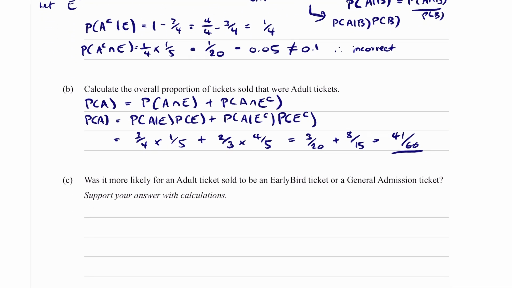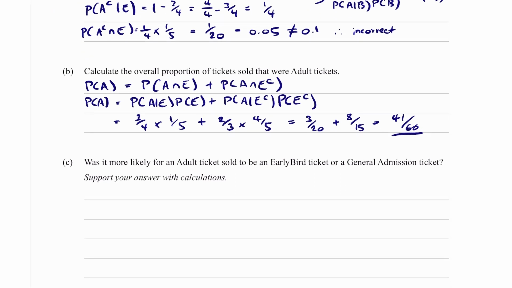Part C, was it more likely for an adult ticket to be sold to an early bird ticket or a general admission ticket? So what do we want to know? We want to know the probability that, given that you're an adult, was it more likely to get an early bird ticket or a general admission ticket? So this is E given A: early bird given that you're an adult, or general admission given that you're an adult. Remember that we defined general admission as the complement of E, so we're calling that EC.